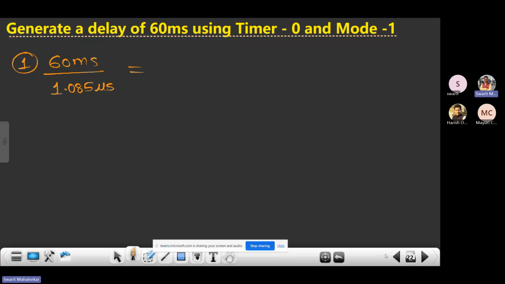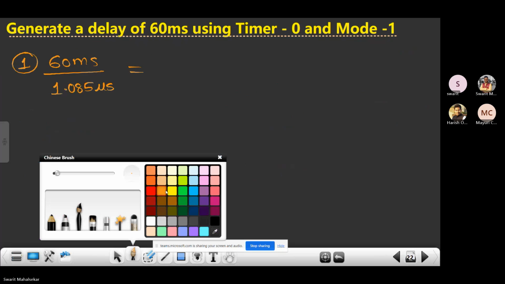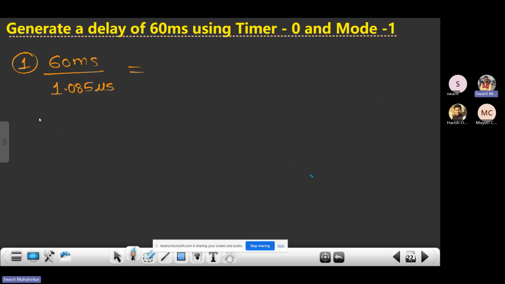Then I will move to the second step. Whatever value I get, I'll subtract it from 65536. So 65536 minus whatever value we get, that is x, and whatever answer we get will be y. Then we need to convert this y into a hexadecimal value. Please calculate these values, guys.